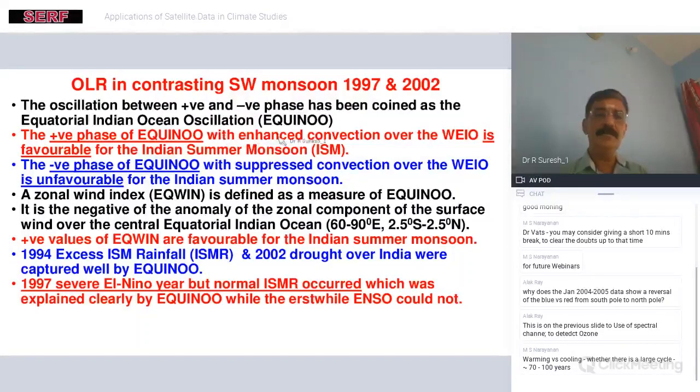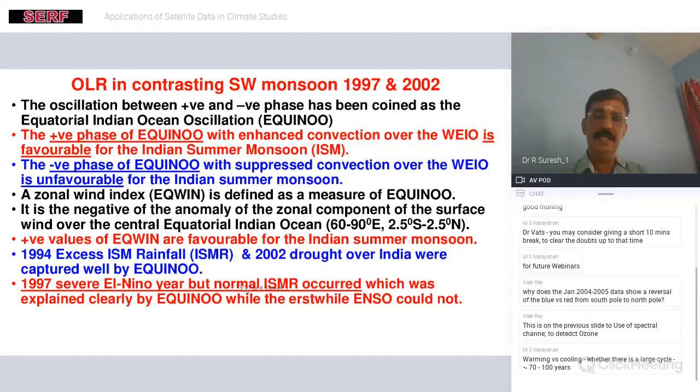The positive phase is associated with the enhanced convection over the western side. Western side is our Indian region side, Arabian Sea side. So that is favorable for an Indian monsoon that has been re-established. Here the advantage was that when the entire community was talking about the 1997 severe drought, our ex-DG Dr. Kelkar came on the press and said that it's normal. Ultimately, it was a normal monsoon year.